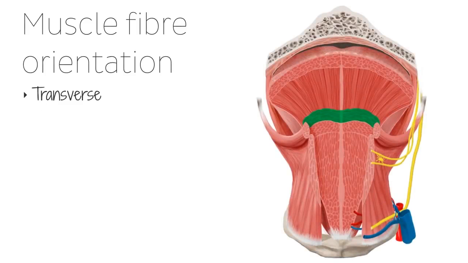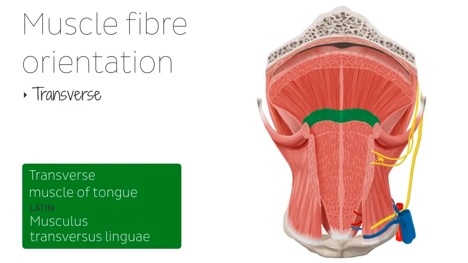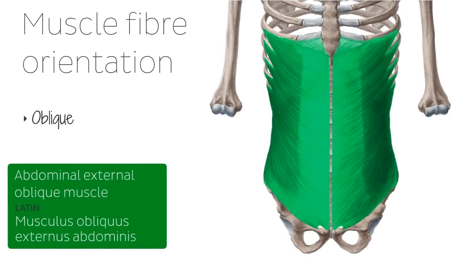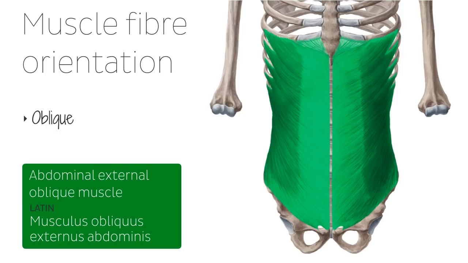The muscles can also derive their names from the orientation of their muscle fibers. The terms used to describe the orientation of muscle fibers include transverse, oblique, and rectus. The term transverse, which is used in the naming of the transverse muscle of the tongue, is used to describe muscle fibers that run perpendicular to the midline. The term oblique is used to describe muscle fibers that run diagonally at an angle or slanting. A good example of this would be the oblique muscles of the abdomen. And here we can see the external oblique muscle, whose fibers, as you can see, run obliquely.